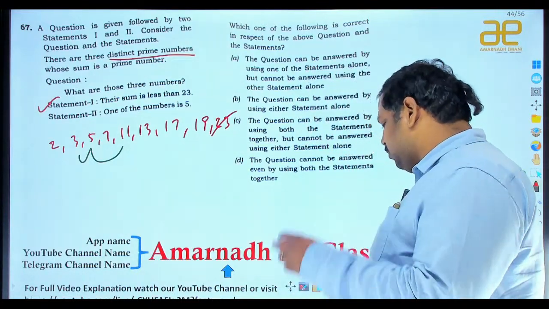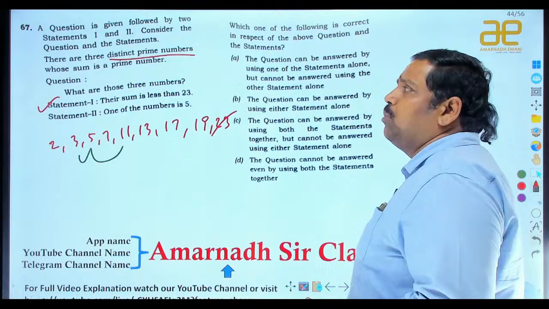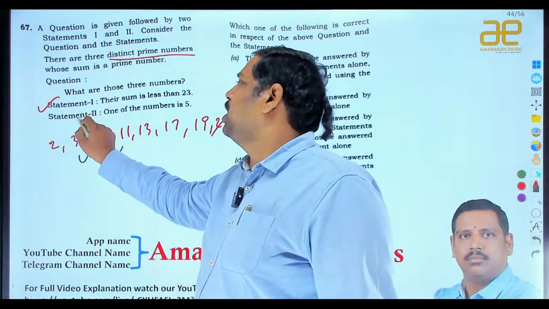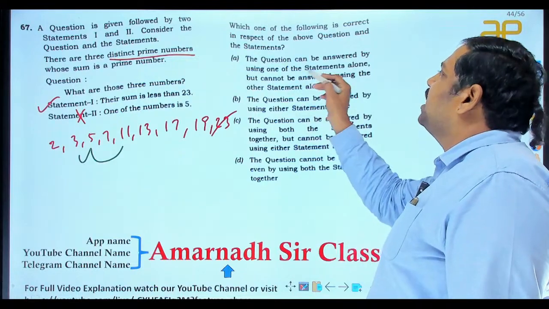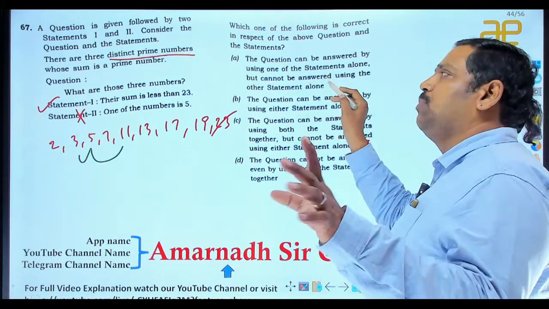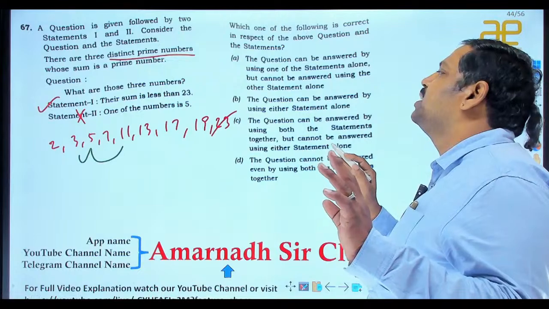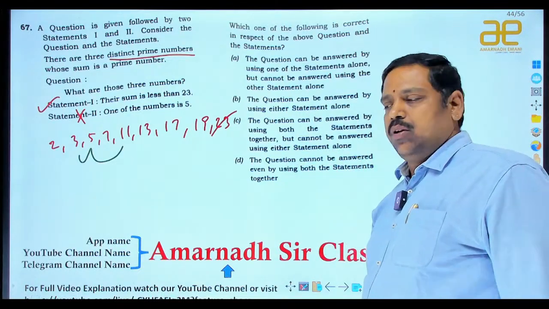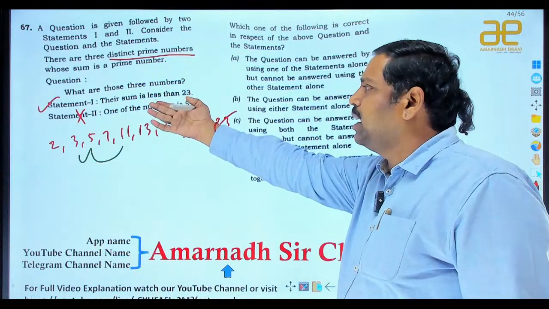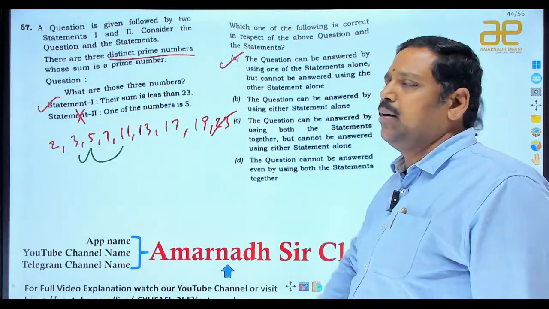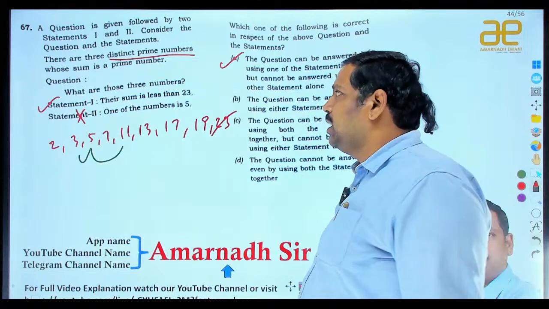Here, out of those 3 numbers, if you specify one number is 5, what about the remaining 2? You are unable. So statement 1 alone is sufficient. Means the question can be answered by using one of the statements alone, but cannot be answered using the other statement alone. From any one you can answer, but from the other you cannot. Yes, from the first one I can, but from the second I cannot. So answer is A. Okay, let's see the next beautiful question.